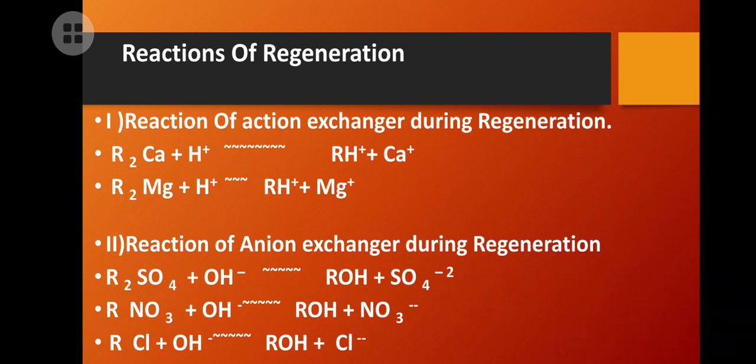RHCO3 is there. It reacts with OH ion, and as a result again ROH is formed, and ultimately ROH gets regenerated. Now next we will see the instruments that are used for such a reaction.